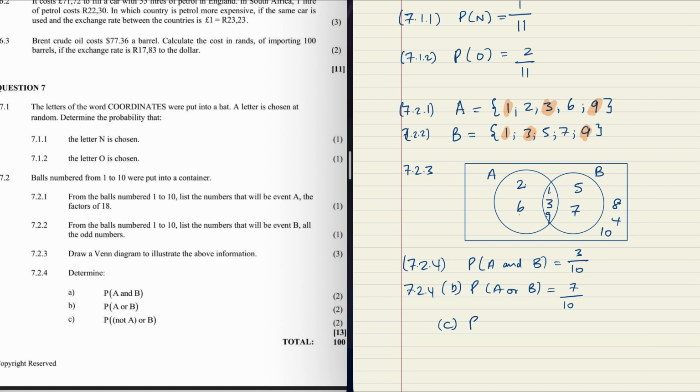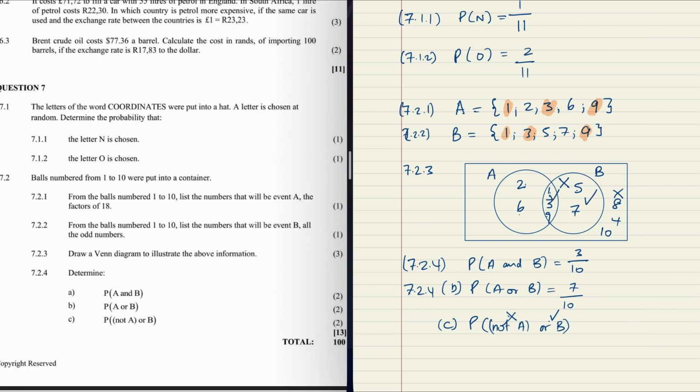Now this is a bit of a tricky one, but I'll show you how to solve it. Not A or B. Let's break it up. So the first thing I'm going to do here is put a cross for everything that is not A. So that is not A, and this is not A. Then I want to figure out what is B. So I'll use a tick here. So that's got a cross and that's got a tick. So that is B. This is also B.